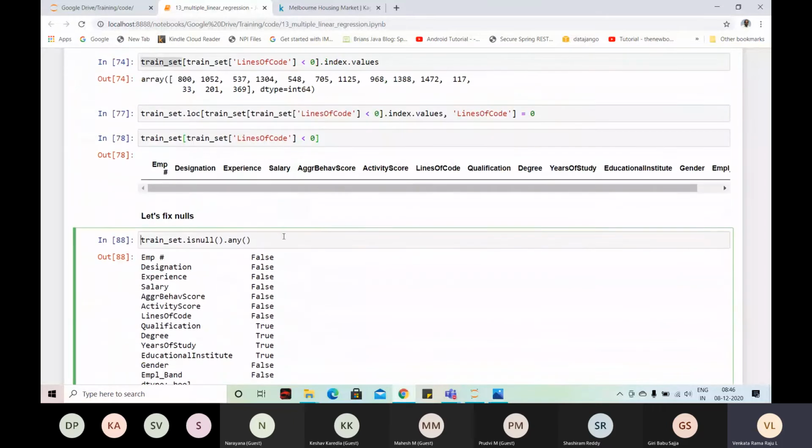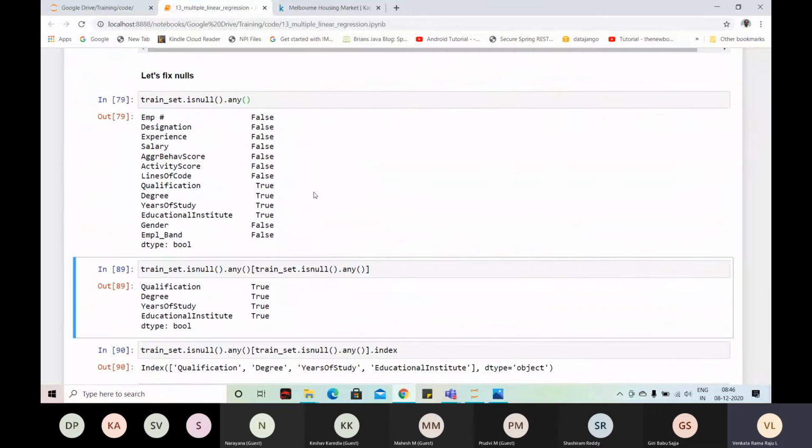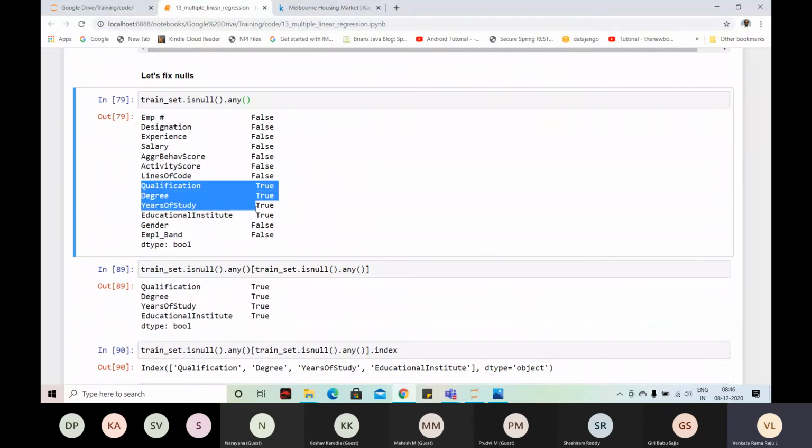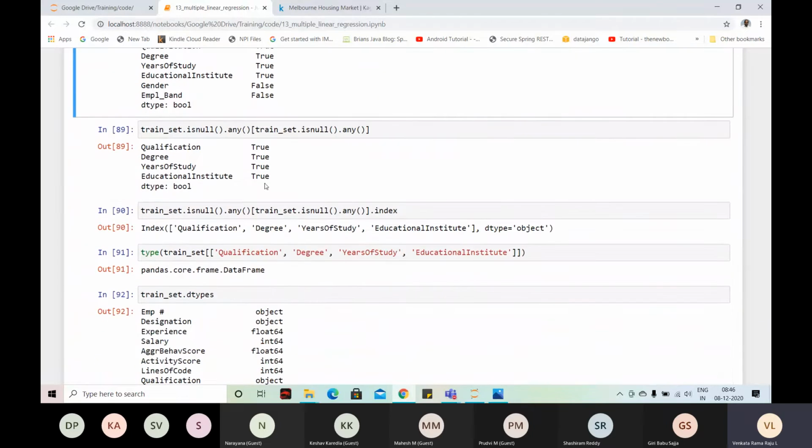Now, is null any, you already know. These columns have got nulls in them. So I need to see only the null columns, right?